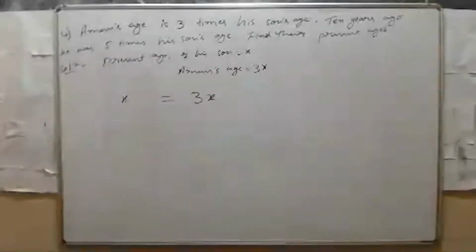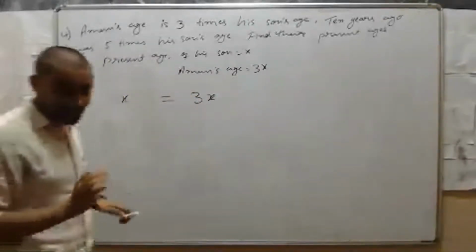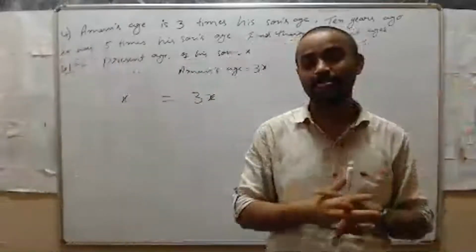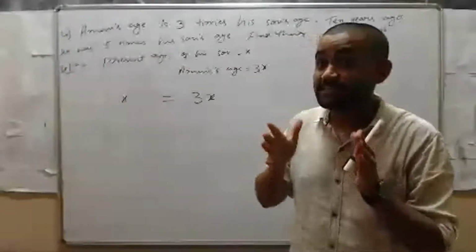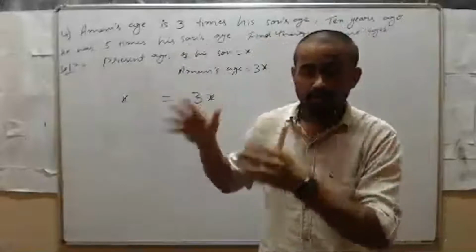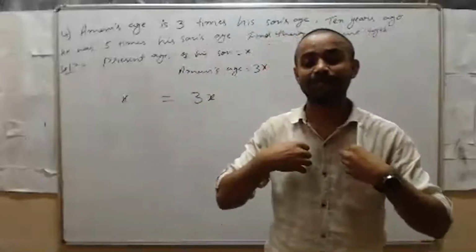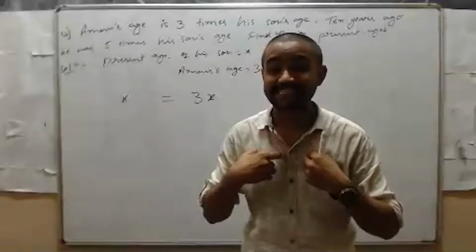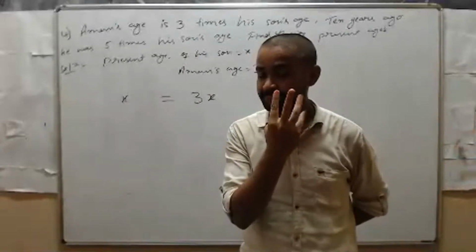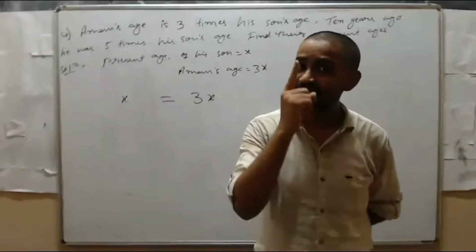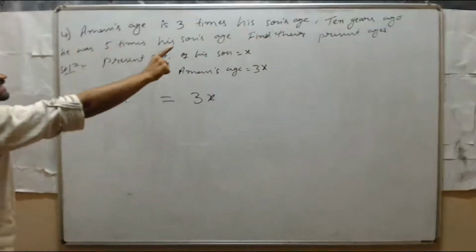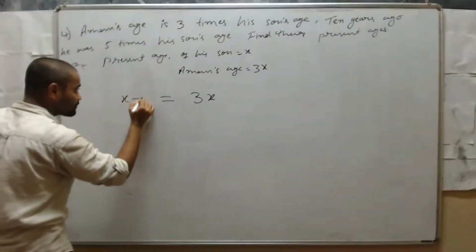And continue reading. 10 years ago. Suppose the present age of someone is x. Suppose my present age is 50. 10 years ago, my age was 40. Is it clear, students? That is 10 years ago, that means we have to subtract 10.